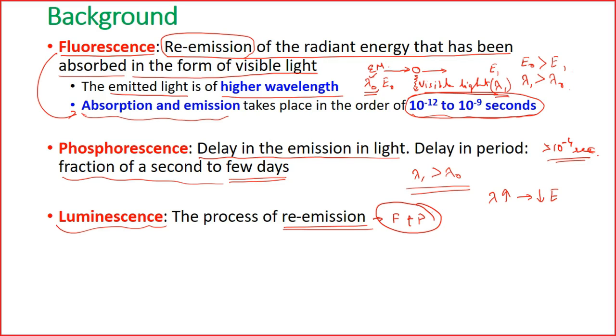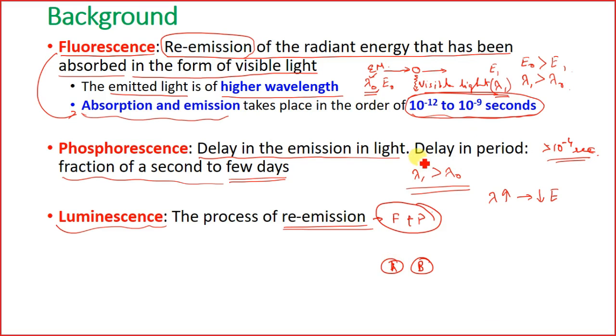Suppose there are two substances, A and B. A shows fluorescence and B shows phosphorescence. From a physical point of view, is there any way we can mark out that this is fluorescence and this is phosphorescence? Is there a difference in their behavior? Yeah, the behavior will be this.